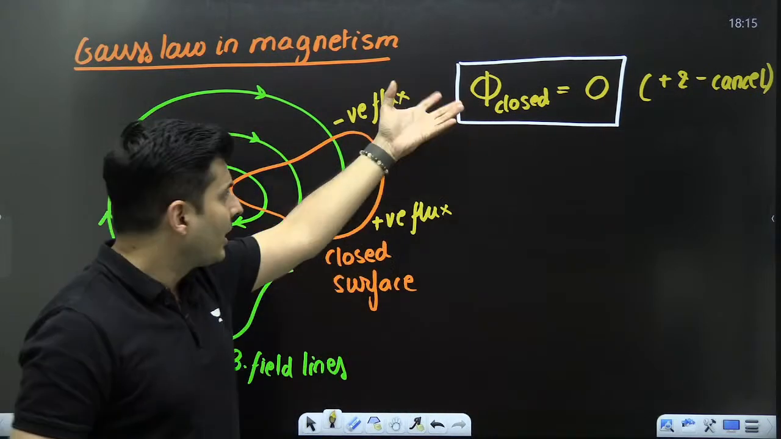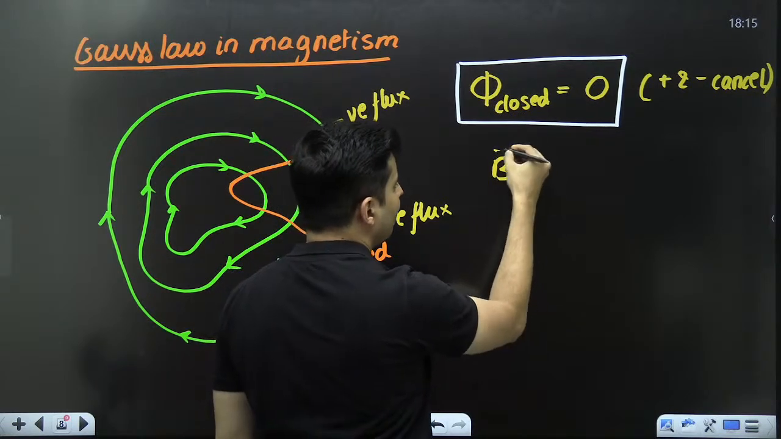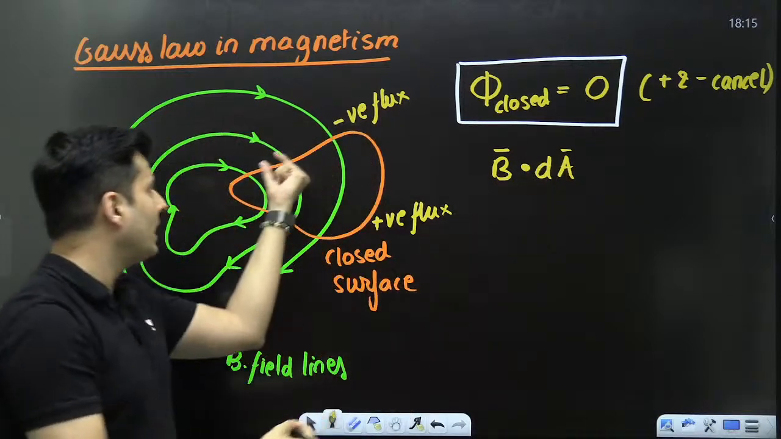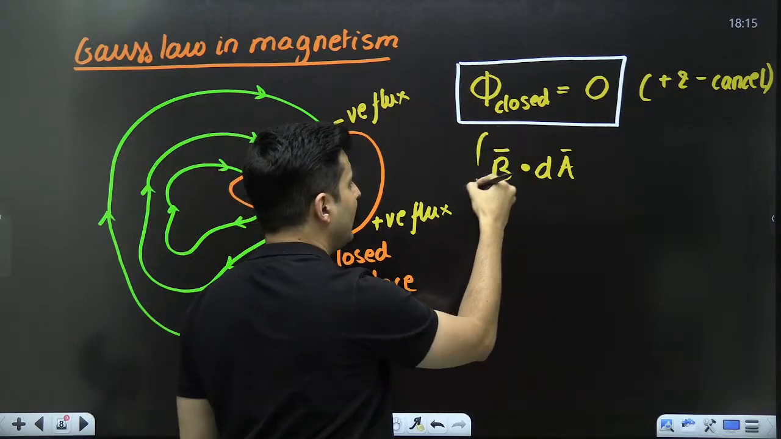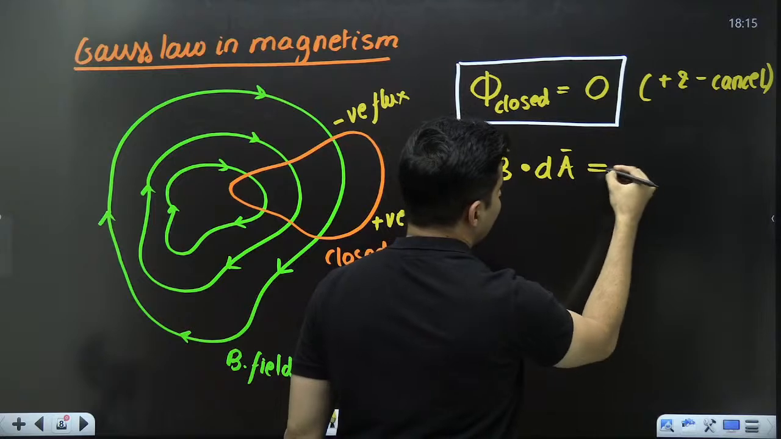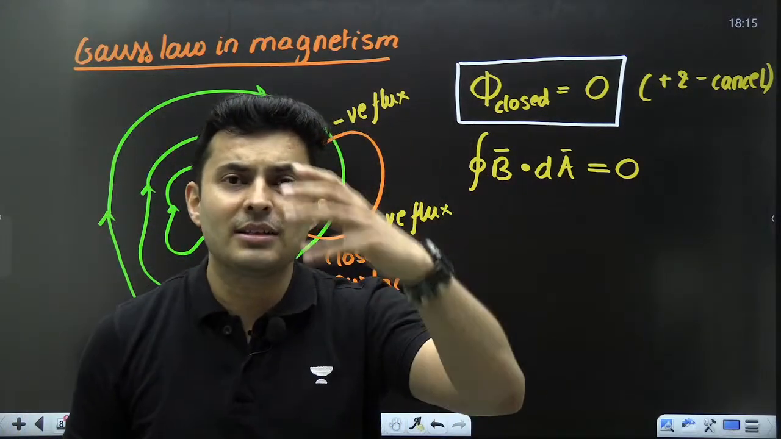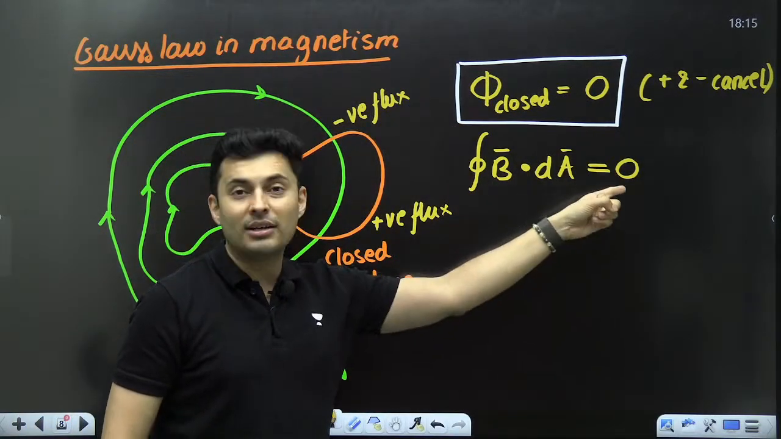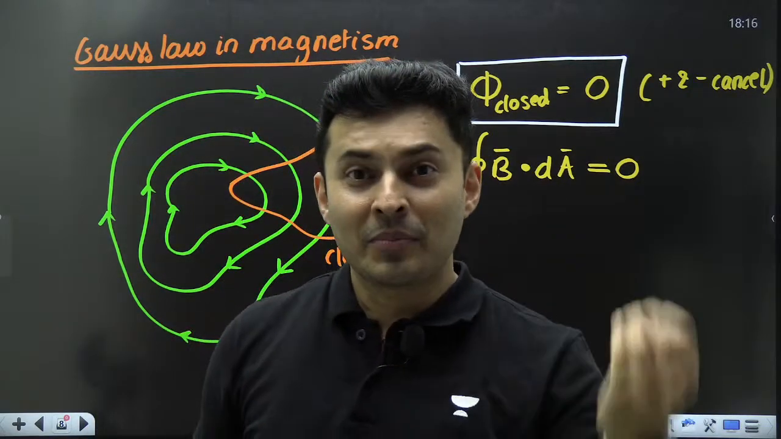In other words, you can also write it like this. Instead of putting phi, you can also put magnetic field dot area vector, but small areas. You count all the flux throughout the surface. That means you are adding up all the fluxes throughout that closed surface. This answer will always be zero. You can compare this with electrostatics Gauss law. There, electric field dot dA was not zero. It was the net charge inside by epsilon naught.